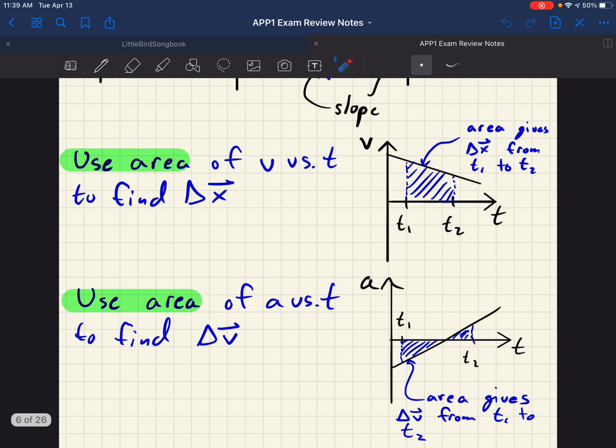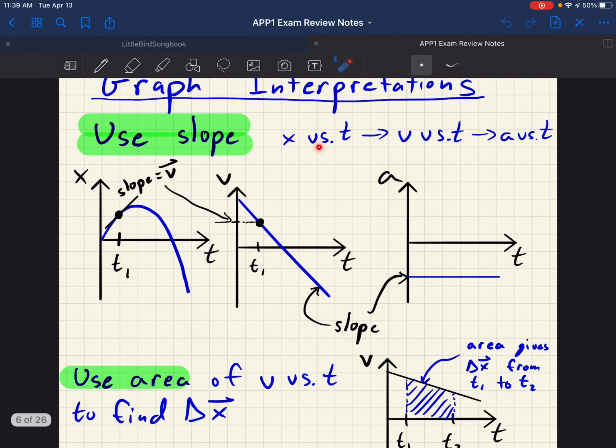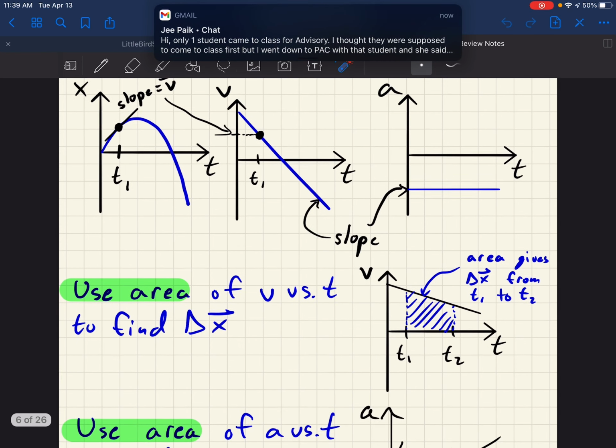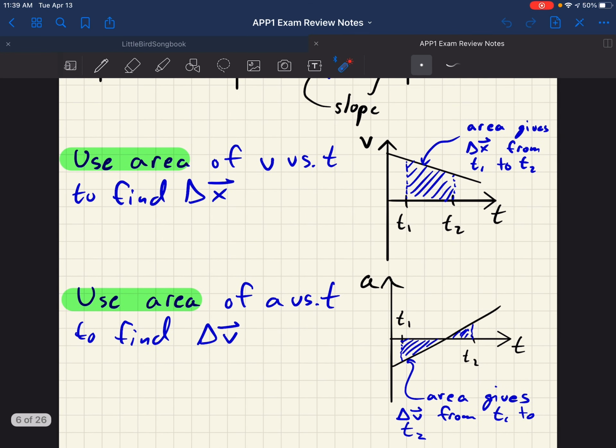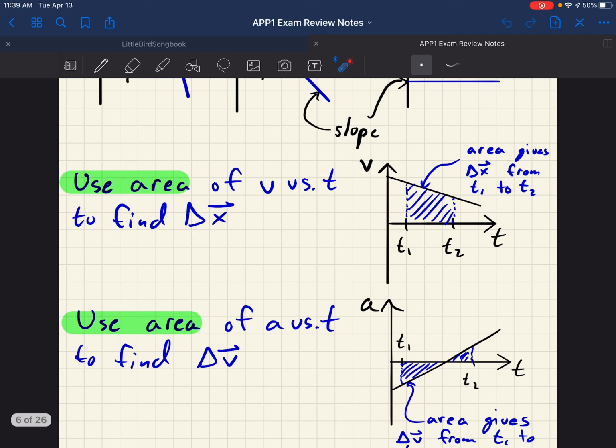Okay, using area. So if you want to go backwards, right, so if you have this and you want to get information about this, or if you have acceleration and you want to get information about velocity, you can use the areas of your graphs. So for example here, if you want to get the area under this velocity versus time graph, the area between whatever two times you choose gives you the displacement of the object over that time interval. And this makes sense, right? Because if an object is traveling faster over a given time interval, the area will be bigger, and it will have gone farther during that time interval.